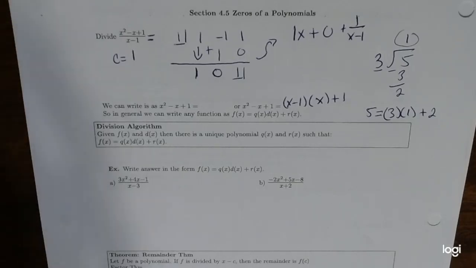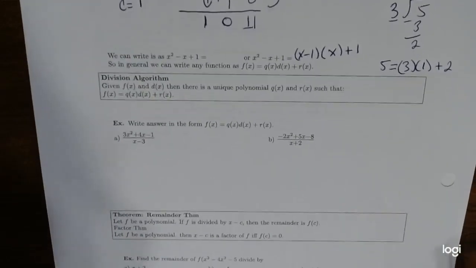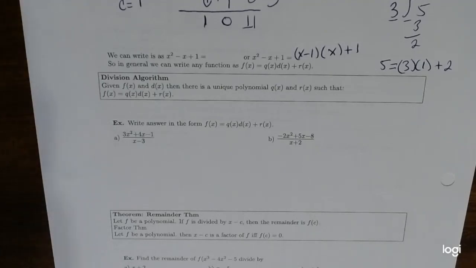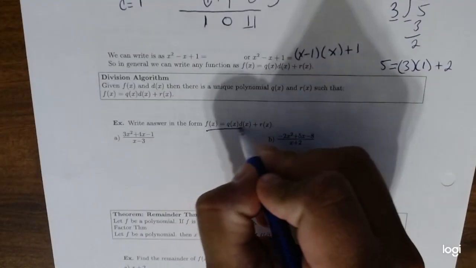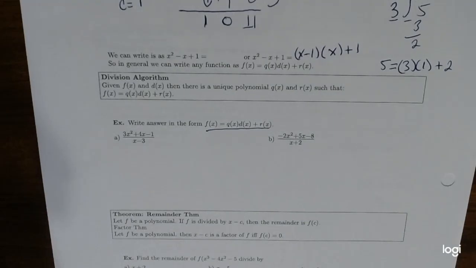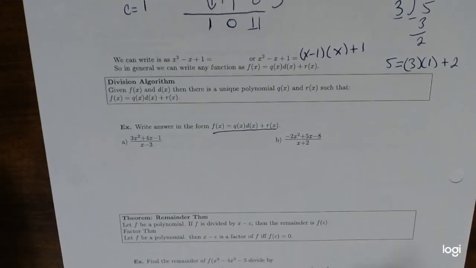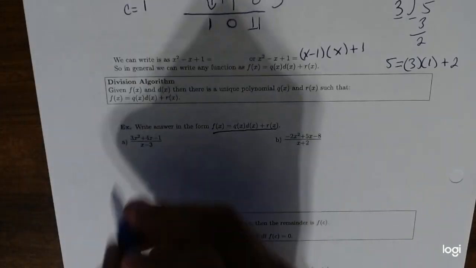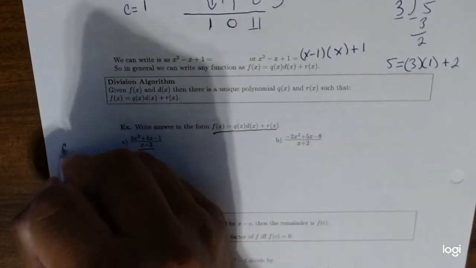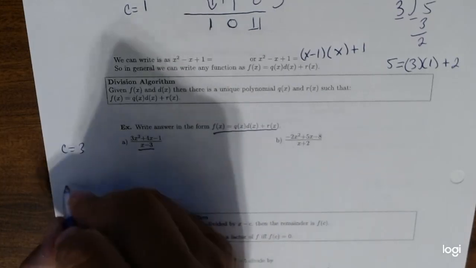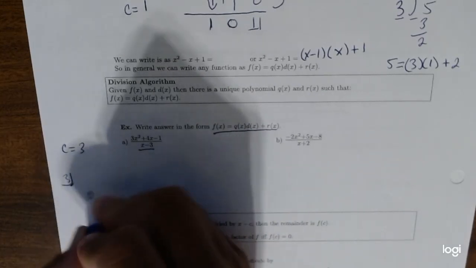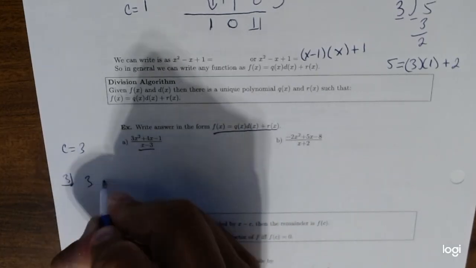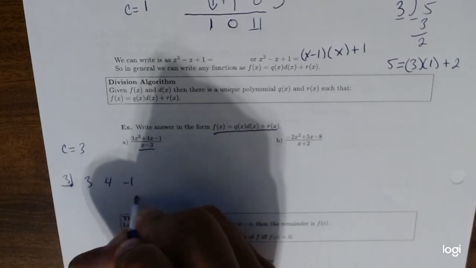Okay. So why don't we try the next example using this division algorithm. Again, we're going to write the function using the division algorithm. In these cases, we'll be doing synthetic division to make it far easier than long division itself. In this case, we have x minus 3, so the c value is going to be 3, and the coefficients are 3, 4, and -1.